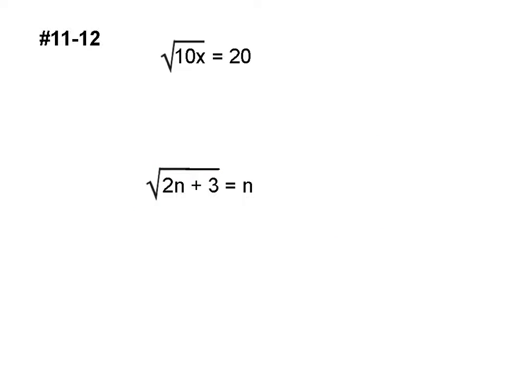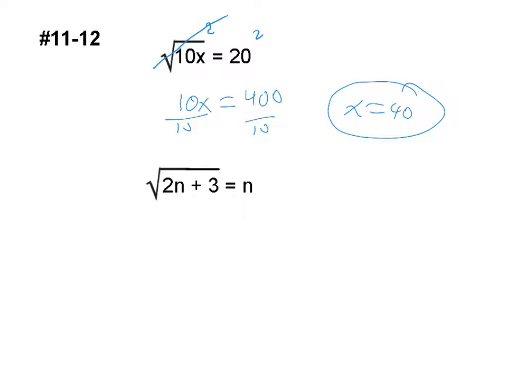Then numbers 11 and 12, they want you to solve equations by canceling out square roots. The ones without variables on both sides are really easy, right? You're just going to square root both sides, or square both sides. Cross out your square root box, right? Because that cancels out. We get 10x equals 400, right? And then you can divide and solve the rest of the way. So x equals 40 for this one. That, by the way, was exactly number 11.